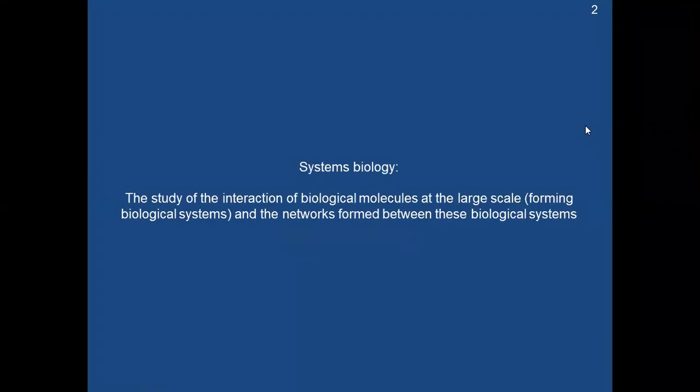So this is a formal definition. It says the study of the interaction of biological molecules at a large scale forming biological systems. We are going to see networks of molecules interacting with each other in this class, and we are going to call these biological systems. So basically, a system is just a network formed between biological groups of molecules. Well, the definition is not very great, but you are going to understand what I mean.